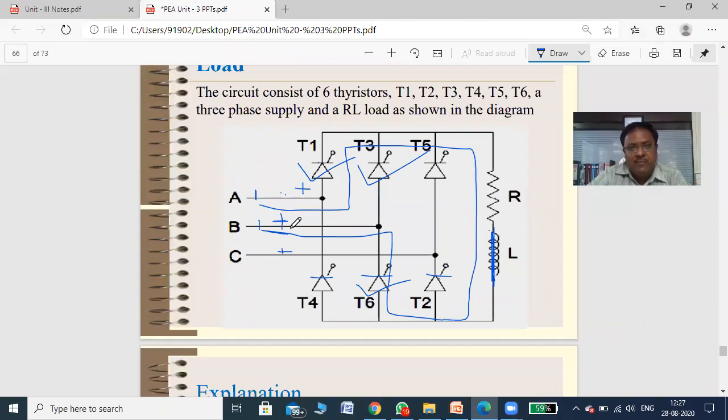See what happens exactly here. Thyristor T1 conducts for 120. It conducts once with T6 and a second time with T2. It means T1 is paired with T6 and T2. T1 conducts with T6 for 60 degrees, T1 conducts with T2 for 60 degrees. So the total conduction time for T1 is 120. Similarly, T2 conducts with T1 for 60 and with T3 for 60. So the total conduction time for thyristor T2 is also 120.